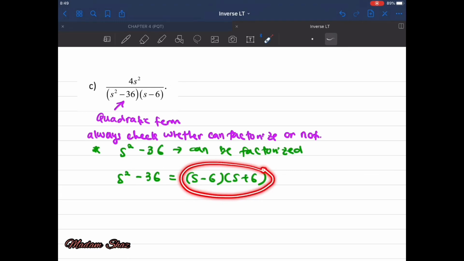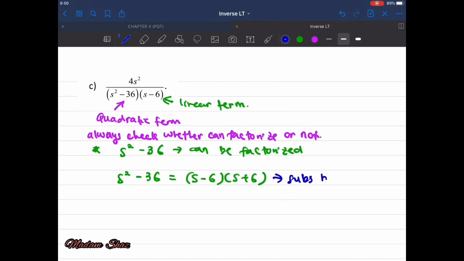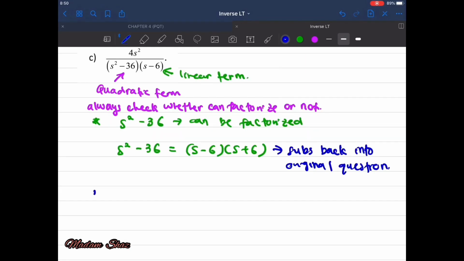So now the terms that you have factorized, you have to substitute back to the position where you had the quadratic term. Okay, so for the s minus 6, this one is a linear term. Substitute back into the original question: 4s square divided by s minus 6, s plus 6, and s minus 6 at the back.